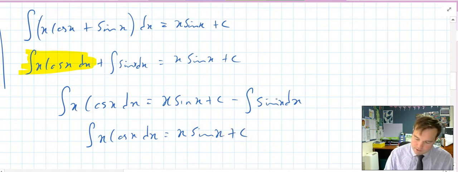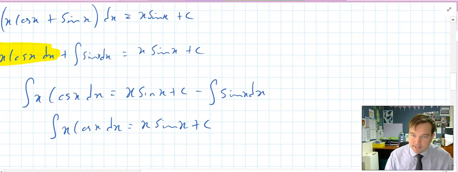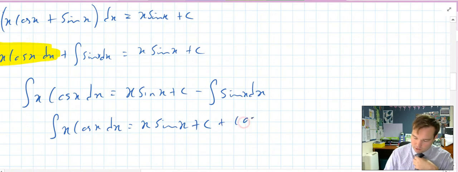Now, integrating sine x. Sine x has come from a cos x. Cos x, though, changes sign. Because it's positive there, it must have been a minus cos x. That minus is going to combine with this, so plus cos x.